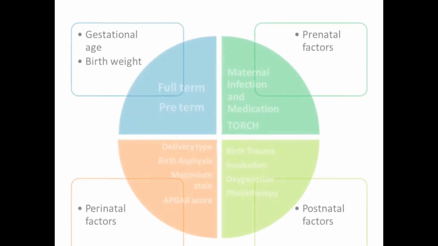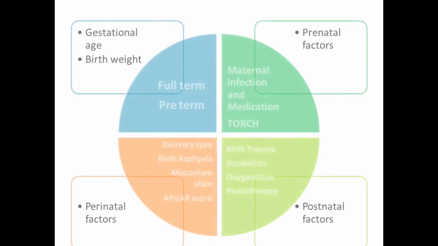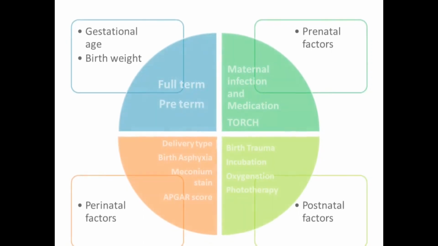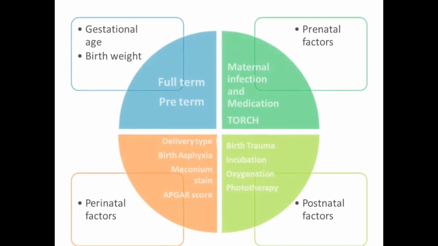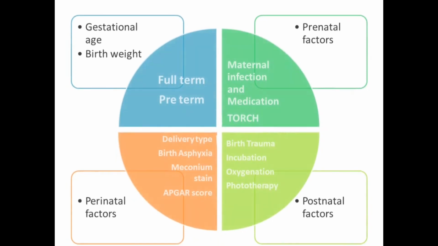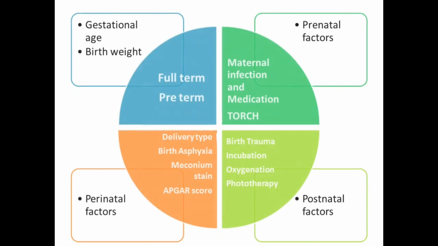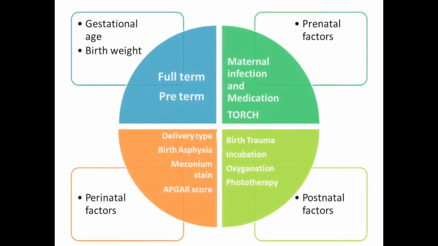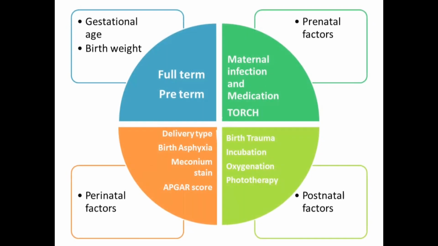Next is the perinatal factor. In the perinatal factor, you should always ask the parents about the Apgar score, or after the birth whether the baby's color and breathing and all this are normal or not. Then the postnatal factor: any kind of oxygen-related problem or phototherapy problem, any kind of blunt trauma after the birth happening to the baby or not.